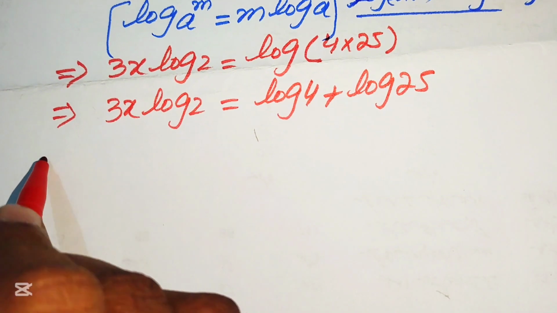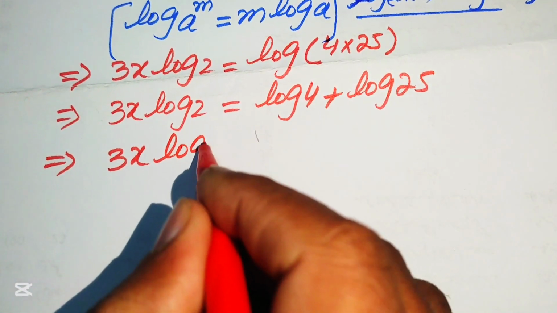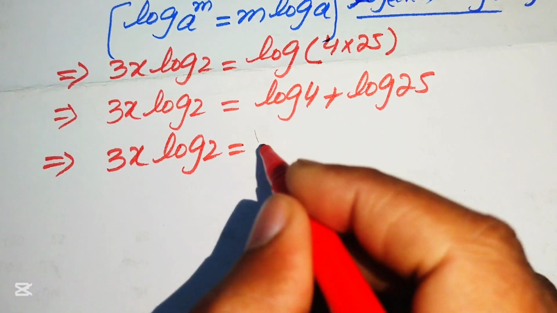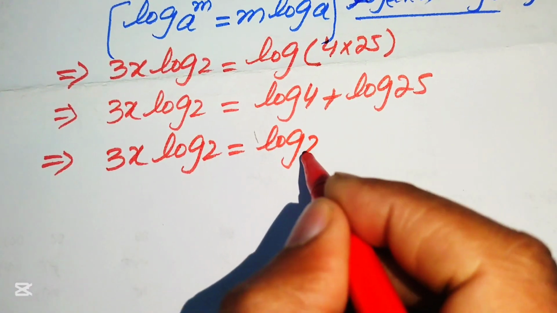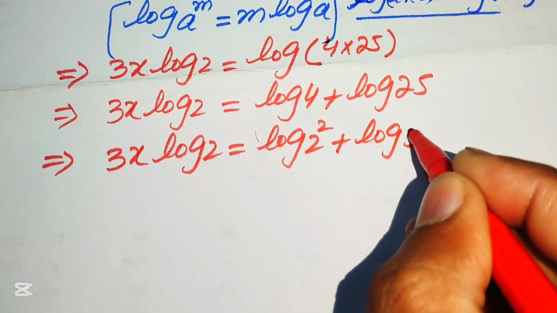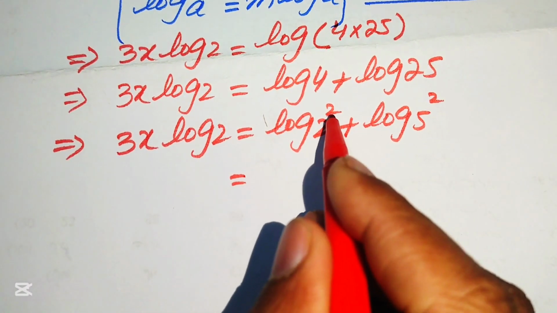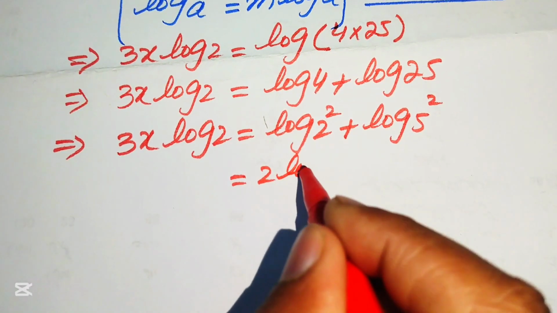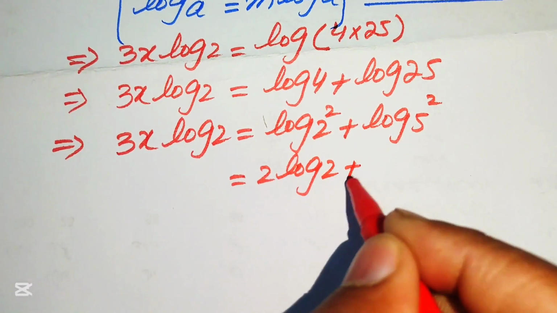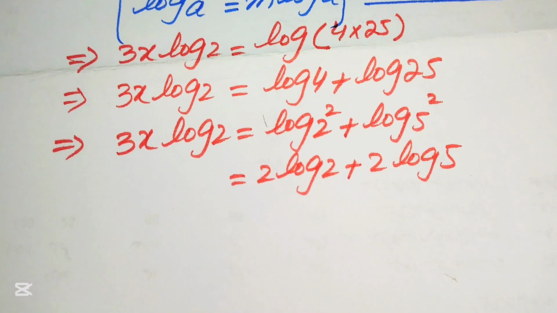Further you see here we have 3x times log 2 equals, we write this 4 as log of 2 square plus we write this 25 as log of 5 square. So in the next step, we move this 2 in front of the log, and it will be written as 2 times log 2 plus 2 times log 5.